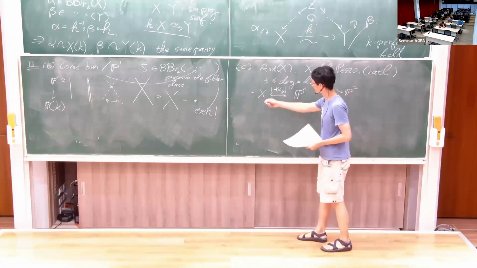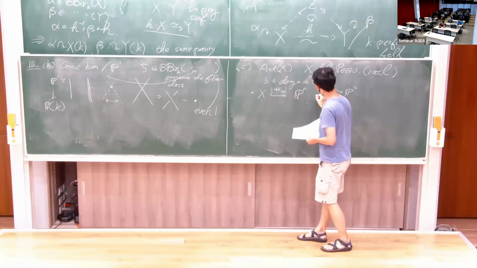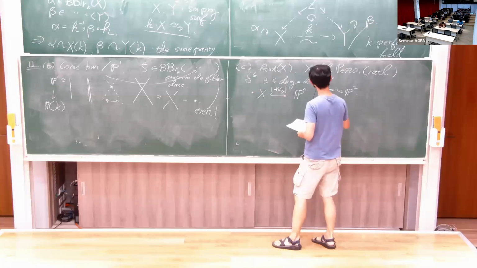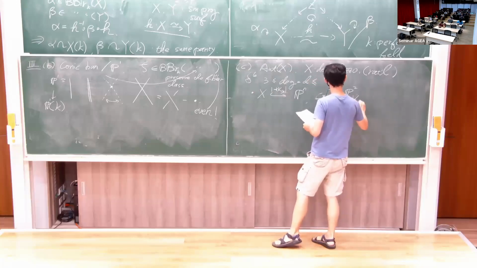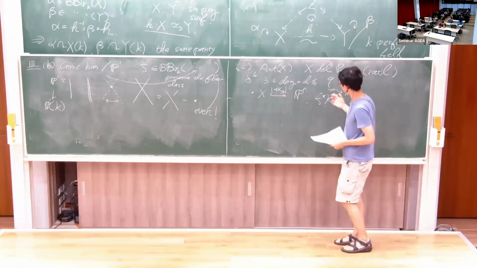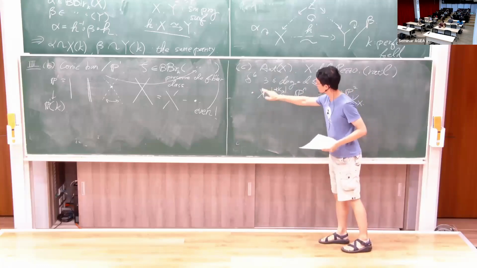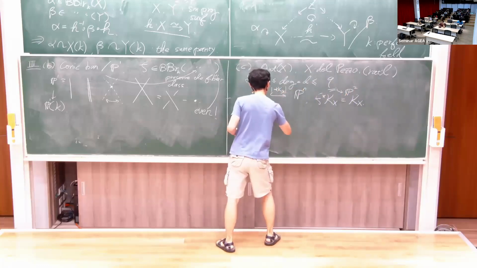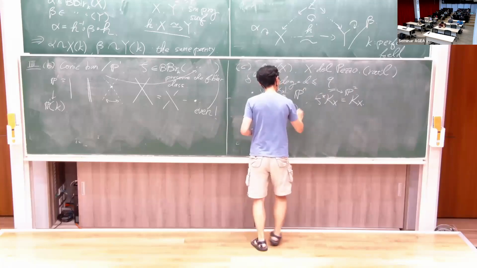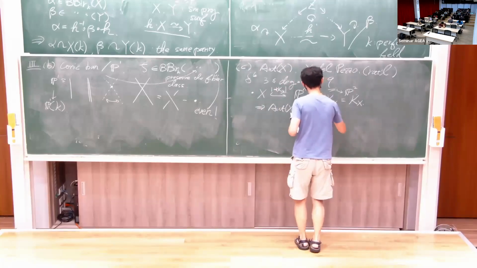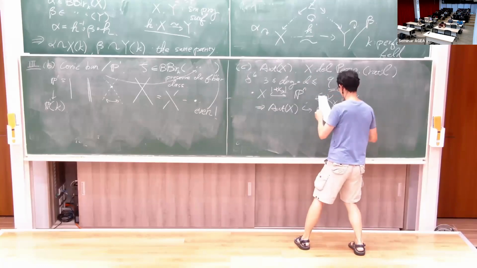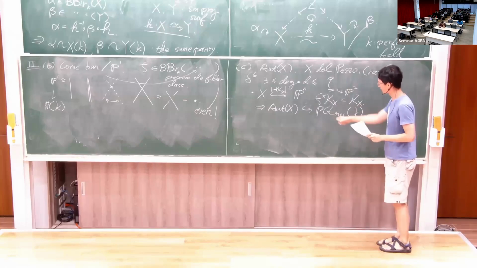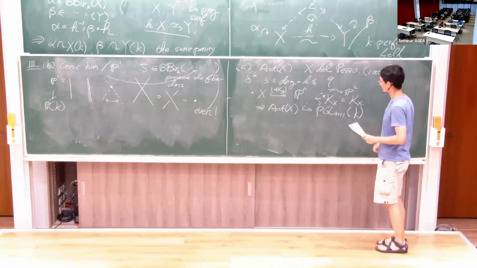This is because you can embed X into Pn using this bundle. If you are given any automorphism, it preserves the canonical bundle. So this automorphism has to be induced from some projective transformation of this Pn. So this gives you an embedding of the automorphism group of X into PGL over K. Here K is any finite field. And because K is a finite field, this is a finite group. So this is finite.